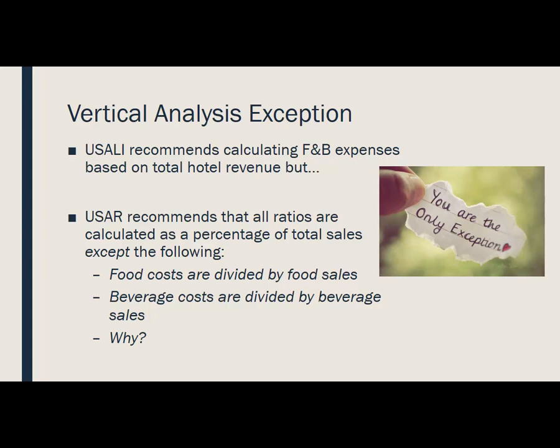But when we get to USAR, it recommends that all ratios are calculated as a percentage of total sales, except food costs are divided by food sales, and beverage costs are divided by beverage sales. Why do we do that? This gives us our food cost percentage and our beverage cost percentage. We want to know how much our food cost is for the food revenue, and the beverage costs for the beverage revenue, because we needed the food to create the food. We didn't need the beverage costs to create the food.